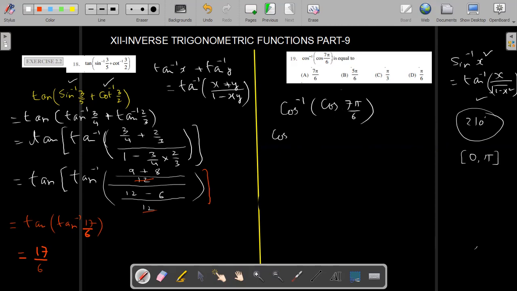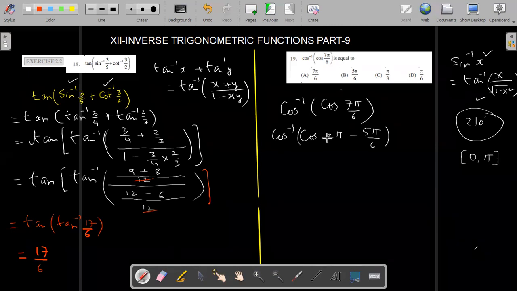So now reduce this. We can write it as 2 pi, not plus, minus 5 pi by 6. 2 pi minus 5 pi by 6.